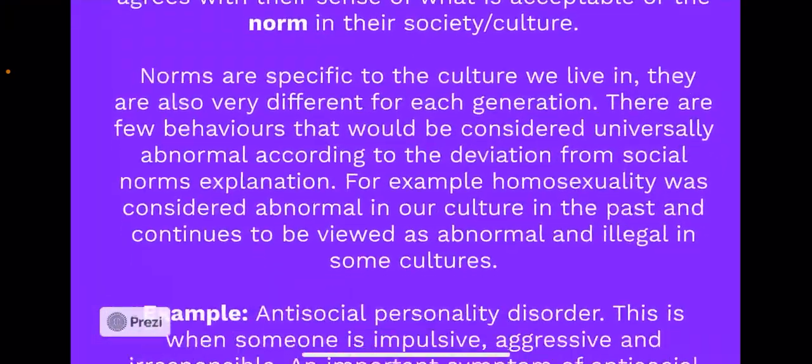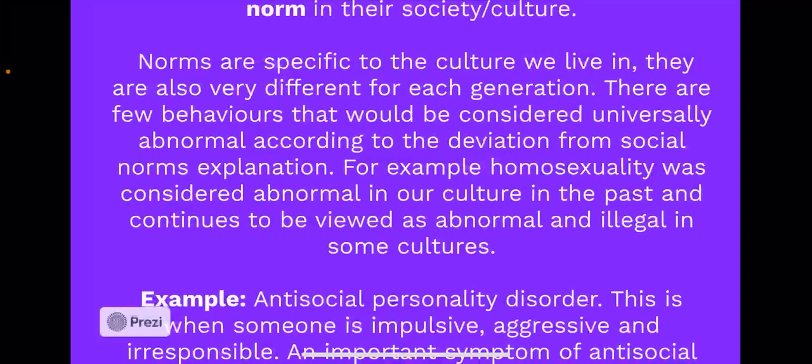Norms are very specific to the culture we live in. There are very few behaviours that we would consider universally abnormal according to the deviation from social norms explanation. This is because norms are specific to cultures and generations. An example of a norm that differs across cultures and generations is homosexuality. It was considered abnormal in our culture in the past and continues to be viewed as abnormal and illegal in some cultures.